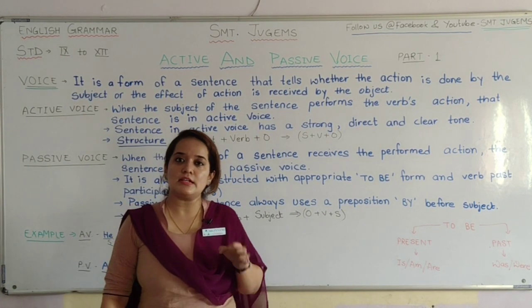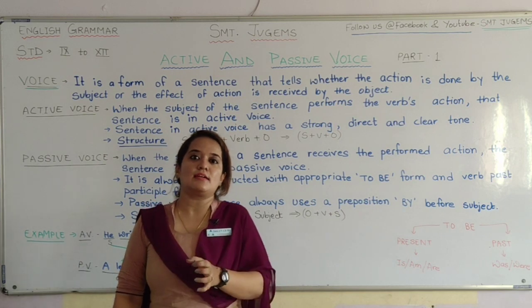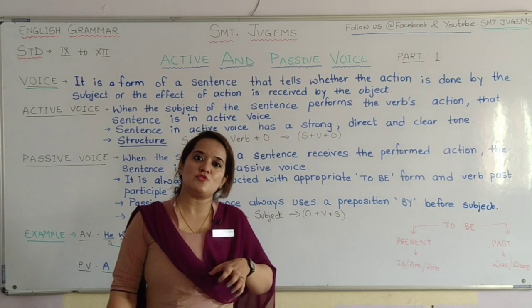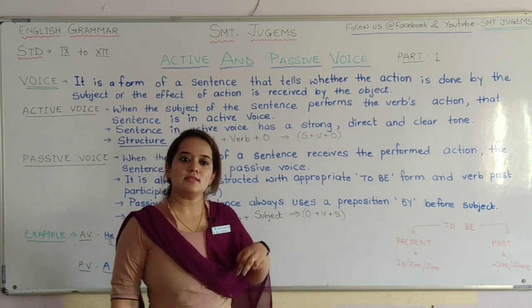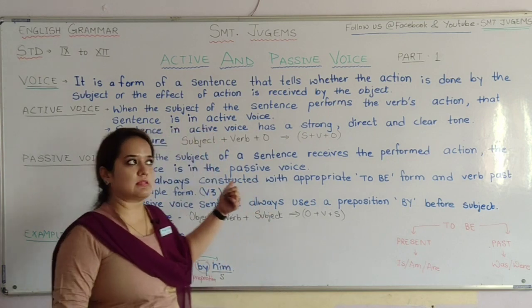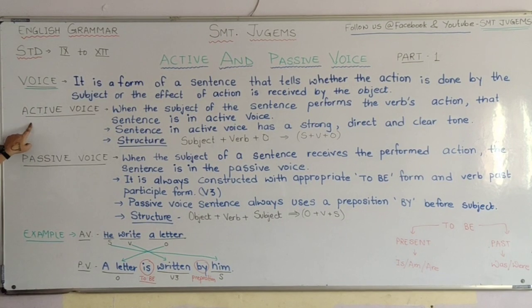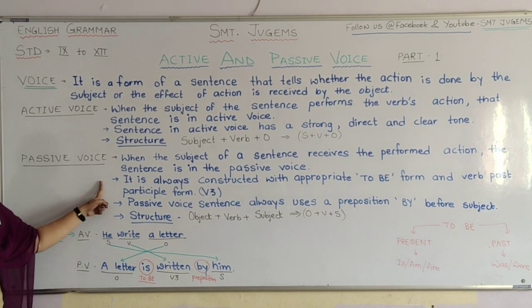So students, it is a sentence which represents whether the subject is the performer of the action or the subject is a receiver of a performed action. This difference is shown in this. Now, two types of voices are there. One is active voice and another is passive voice.